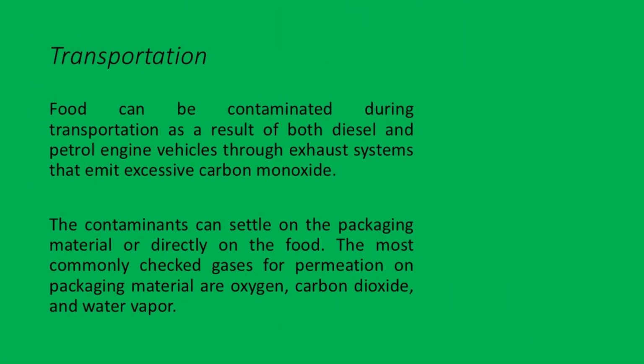Okay, we will see the pathways one by one. In transportation, food can be contaminated as a result of both diesel and petrol engines in vehicles, whose exhaust systems emit excessive carbon monoxide. The contaminants can settle on the packaging material or directly on the food. The most commonly checked gases for permeation on packaging material are oxygen, carbon dioxide, and water vapor.